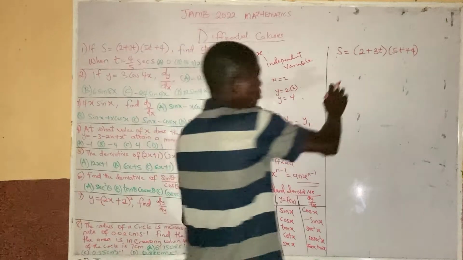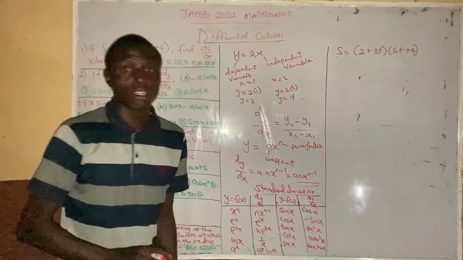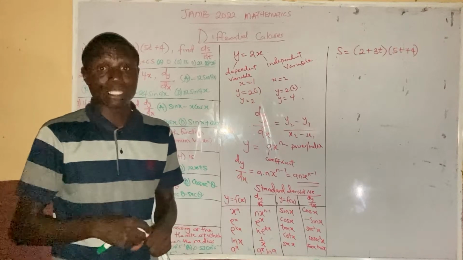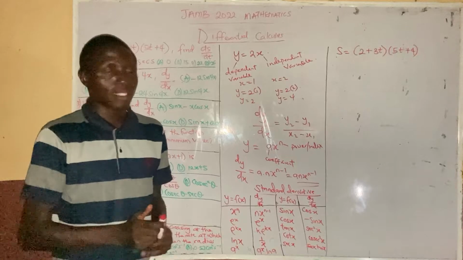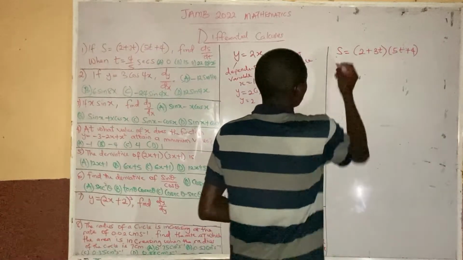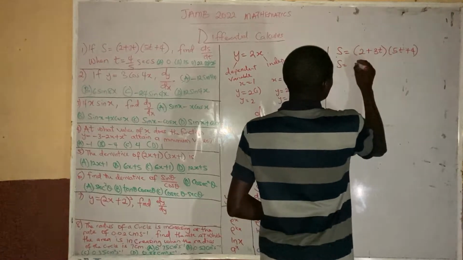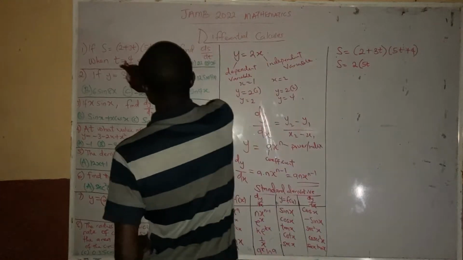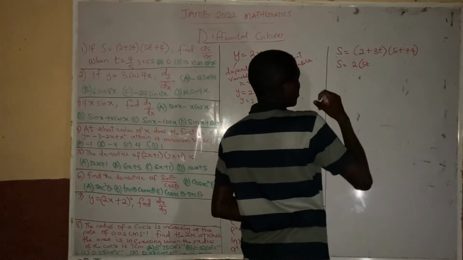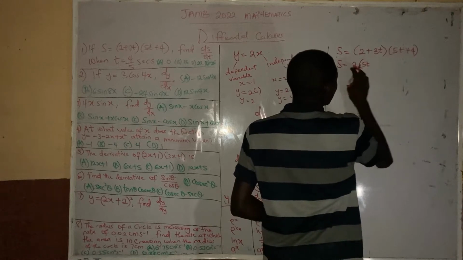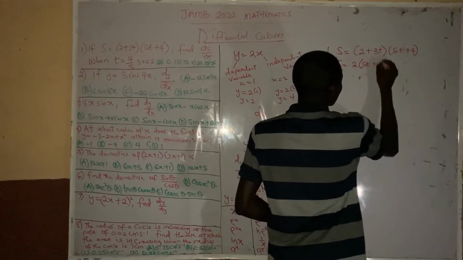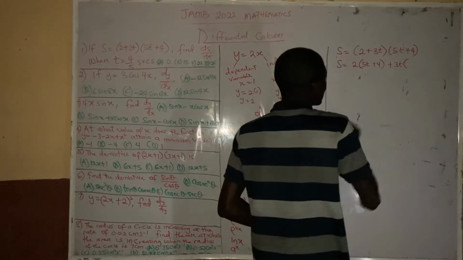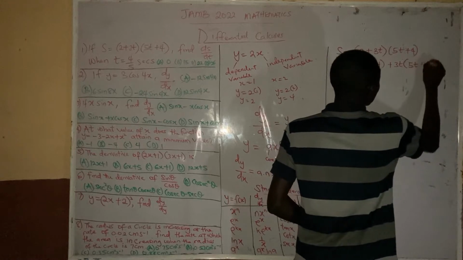And how do you do it? The first thing is to expand this bracket because it will give you a lot of problems otherwise. You can use the product rule, but I will advise you to expand the bracket first. You bring the first 2 out and use it to multiply the second bracket: 2 into (5t plus 4) plus 3t into (5t plus 4).